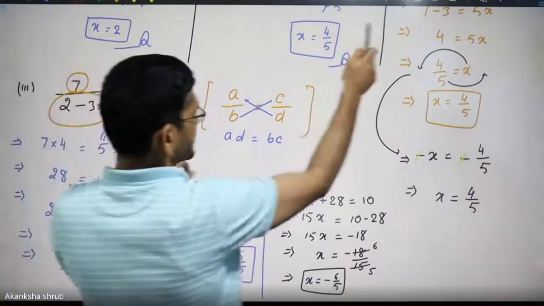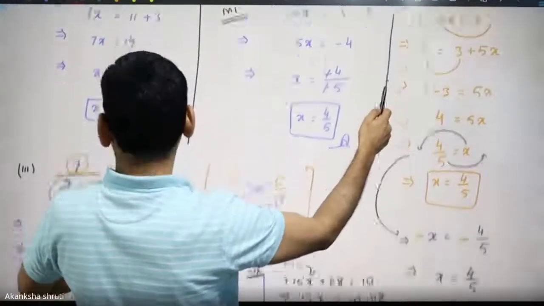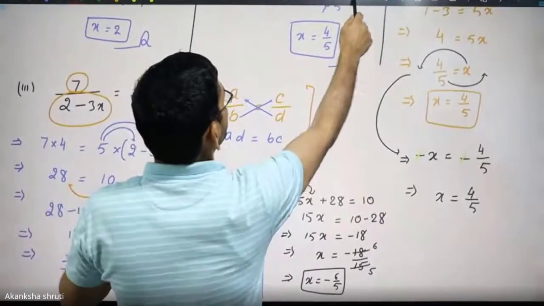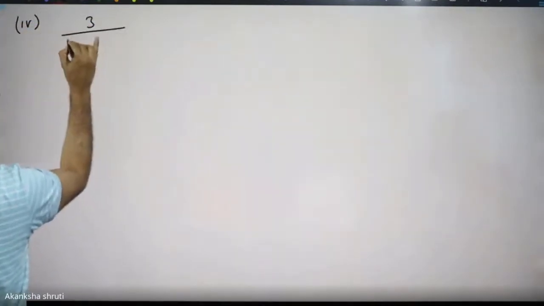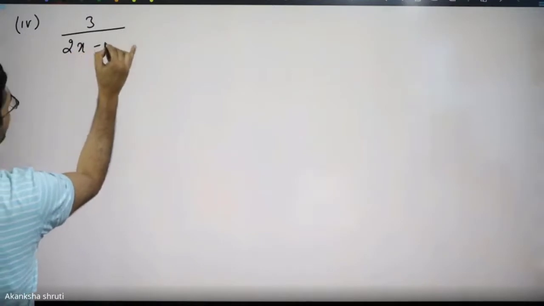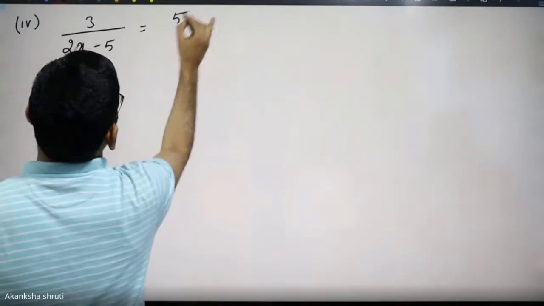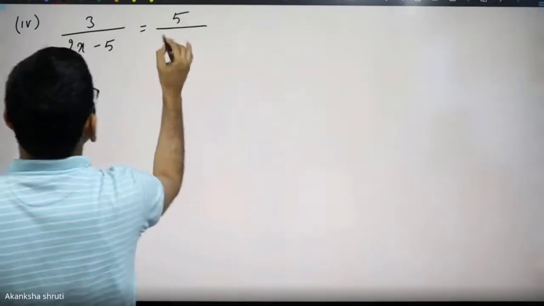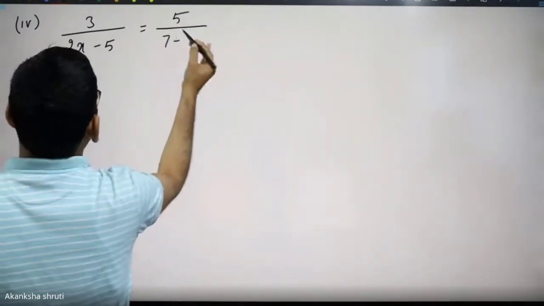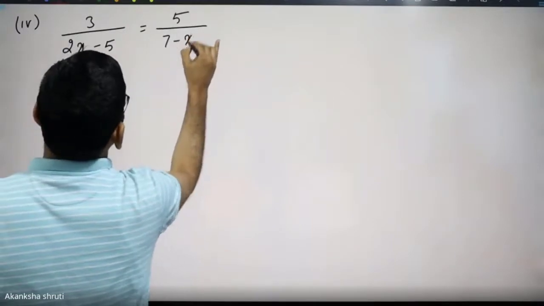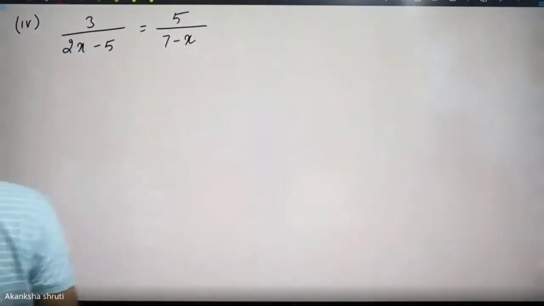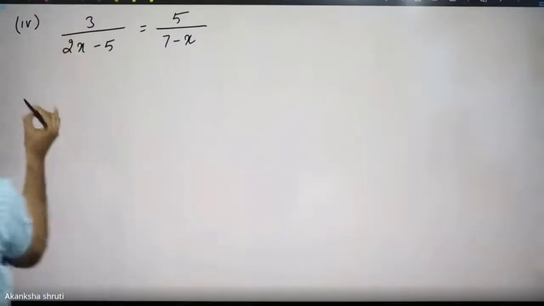Student, now let us take the case with more than one variable on each side. Let me take one more question. If I have 3 by 2x minus 5 is equal to 5 by 7 minus x, then how to simplify?